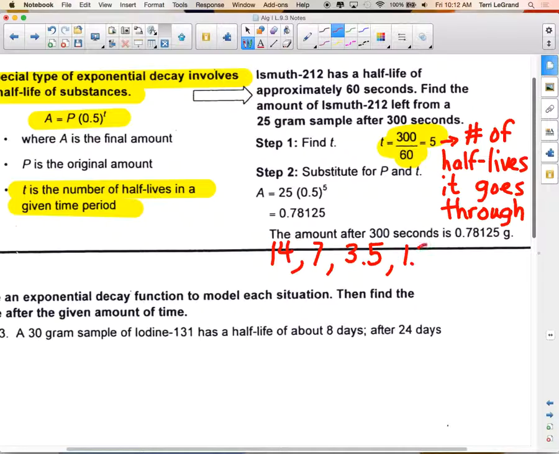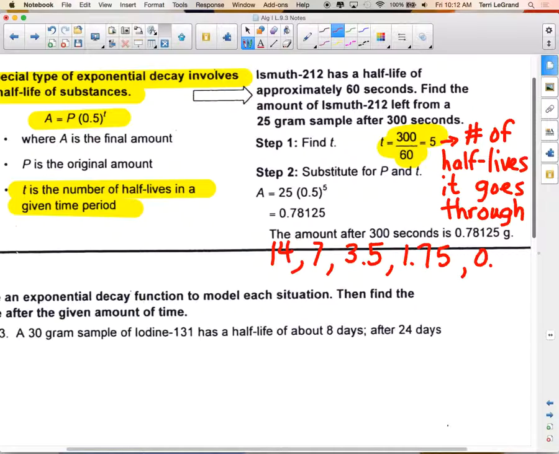1.75. Okay, we might get to the point now where you need to use your calculator. And now it's got 1, 2, 3, 4. So 60 seconds, 120 seconds, 180 seconds, 240 seconds. It's got another half-life to go through. Point what? 875. Really?